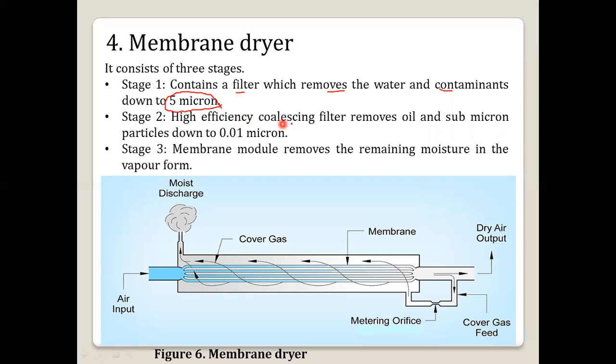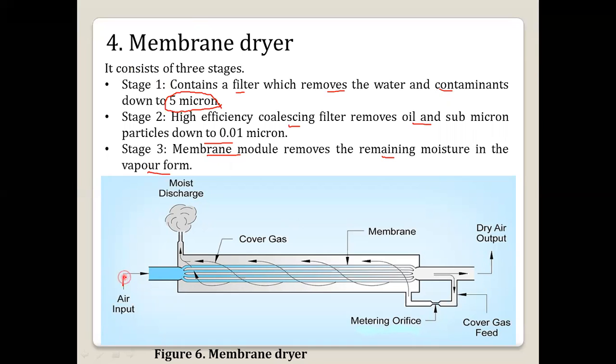The filter will also remove oil and submicron particles up to 0.01 micron. These are the oil contaminants, which can be reduced up to 0.01 micron. Then the membrane stage removes the remaining moisture in vapor form. So in these three stages, the membrane dryer will act.